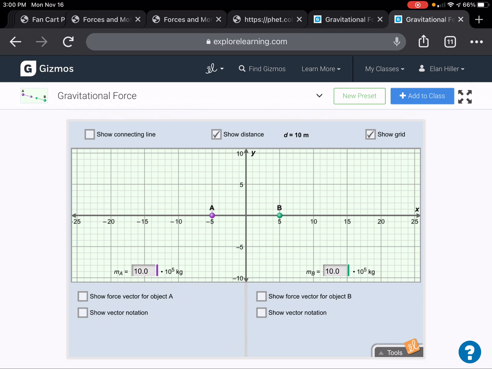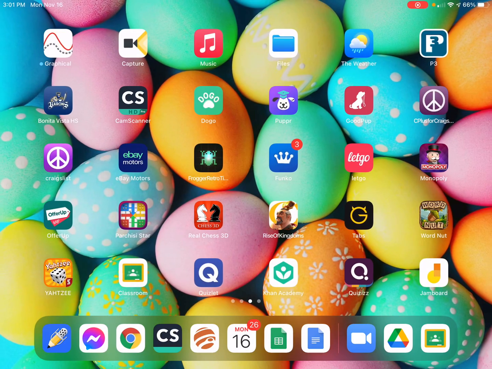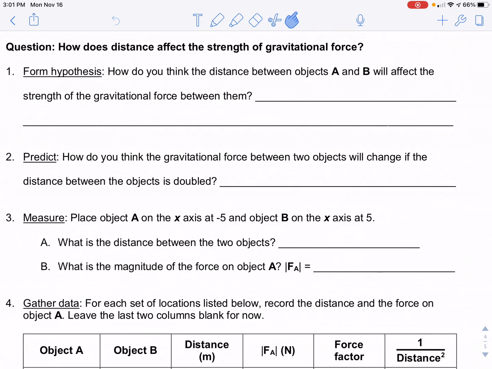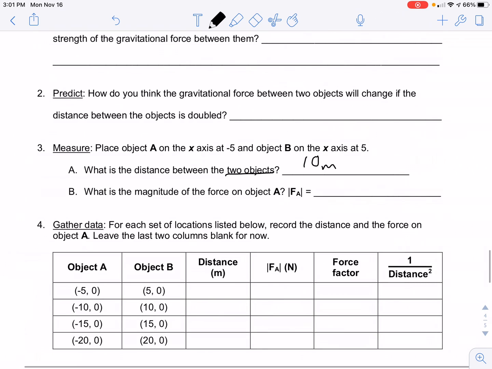Okay, so now let's address some of the measurements so we can see what it is we're actually going to take data on. Part 3 is all about understanding the measurements. What is the distance between the two objects? Well, the distance between 5 and -5 would be 10 meters. You can see when the objects are placed at 5 and -5, there is a distance of 10 meters.